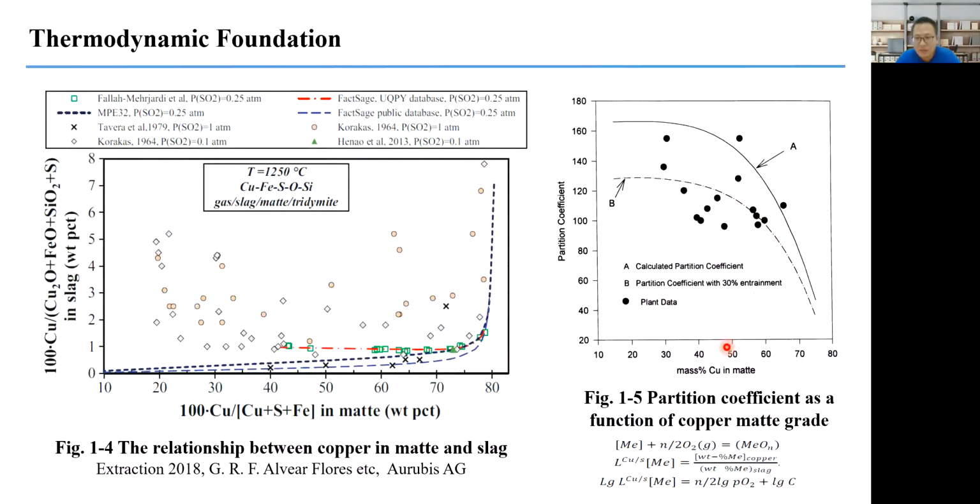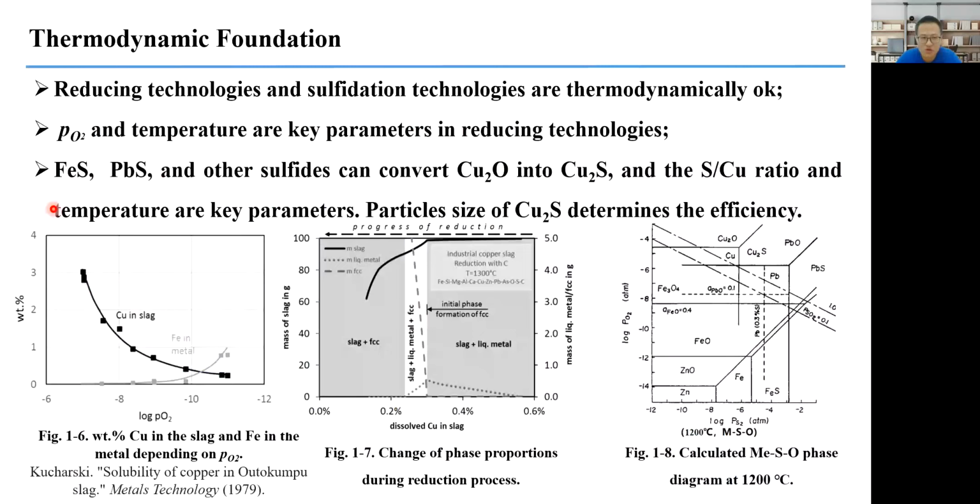But this is the main flow sheet, and we can have some other considerations. So we know copper is lost in oxidic state. So reducing should be a promising technology in recovering it. So reducing technology is good. And the second one, the copper matte can be easily separated from the slag, and copper matte is a sulfide. So sulfidation technology is another route that we can utilize in recovering this copper. So both technologies, reducing or sulfidation, are working thermodynamically.